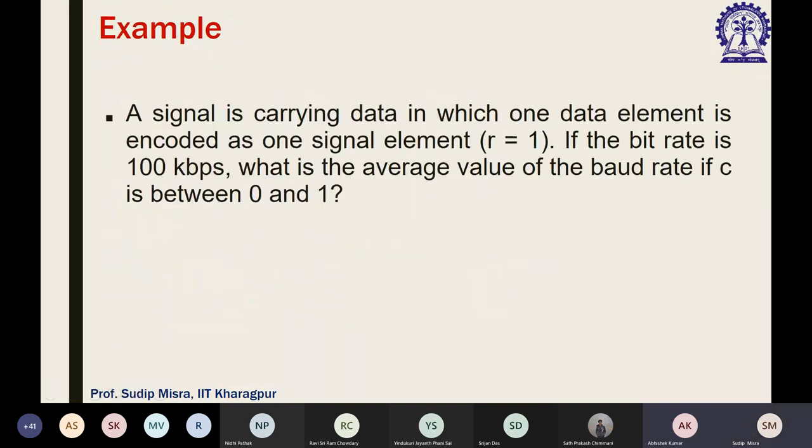Now, let us do this problem very quickly, within a minute. It is very simple arithmetic; maybe you can do it mentally. Can you work on this example? A signal is carrying data in which one data element is encoded as one signal element. So what will be the R value? R equal to 1. If the bit rate is 100 kbps, what is the average value of the baud rate if C is between 0 and 1? Very quickly, please do this problem, and within a minute I am going to get the answers from you.